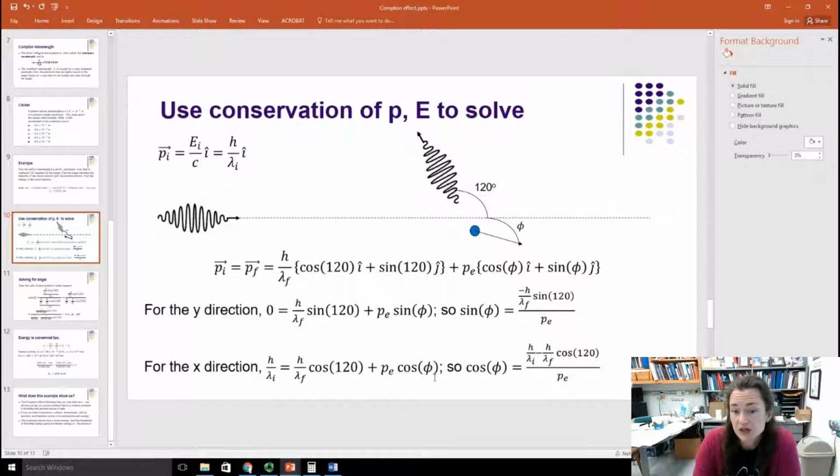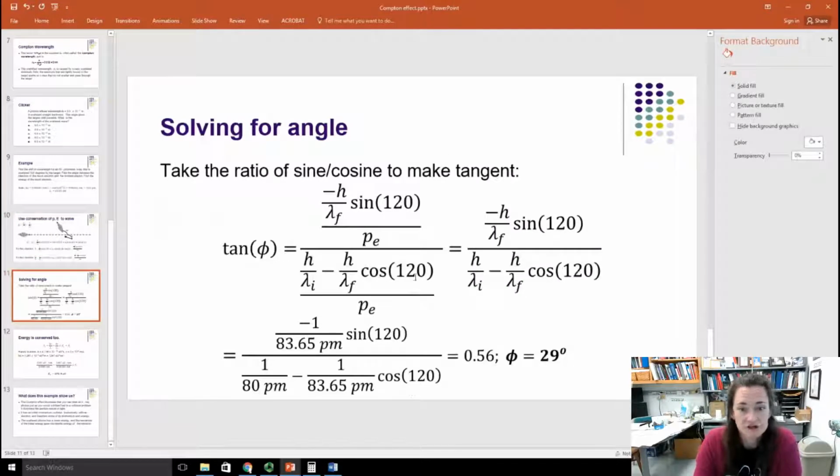Now I can rearrange that equation and solve for cosine of phi, and cosine of phi is equal to h over lambda initial minus h over lambda final cosine 120, divided by p sub e. So I've got a sine of phi and a cosine of phi. What I can do is divide those two and get a tangent of phi. So I've done that here in the next slide. Tangent of phi is the ratio of my sine and cosine expressions from the previous slide.